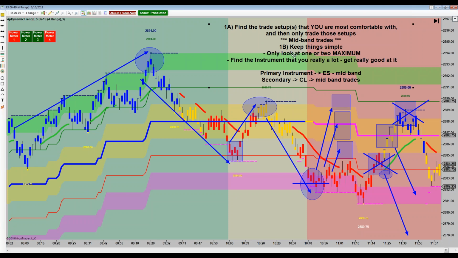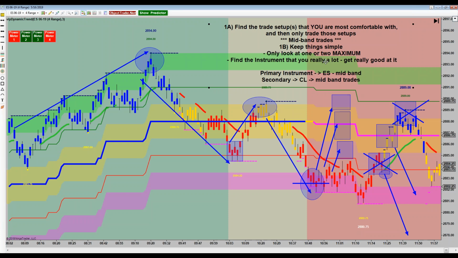Let me take a quick straw vote here. Some of you are typing in, okay, I like crude oil, I like the Russell. Dave says two charts make my brain hurt. Well, then you've got to go to one.